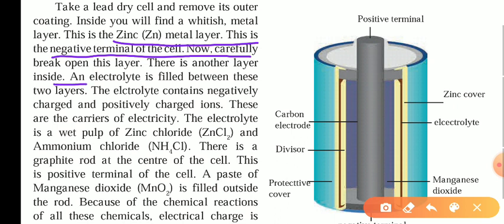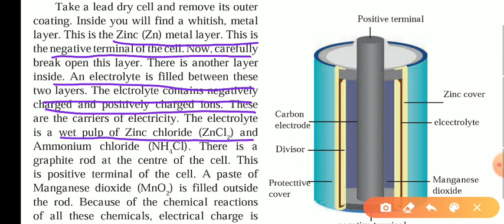There is another layer inside. An electrolyte is filled between these two layers. The electrolyte contains negative and positive charged ions, and these ions carry the energy between the positive material and the negative material. The electrolyte is a wet pulp of zinc chloride and ammonium chloride. These two are used, and they produce the positive and negative charged ions.